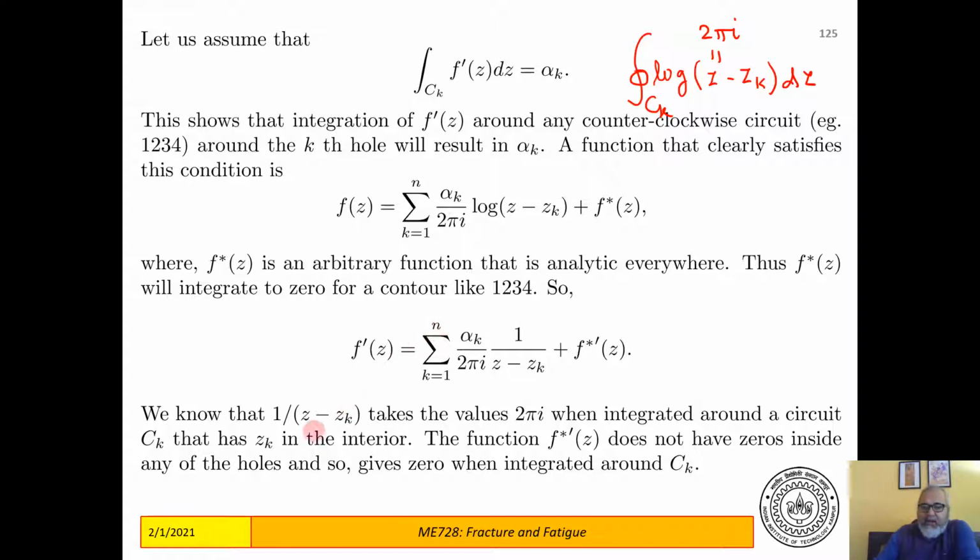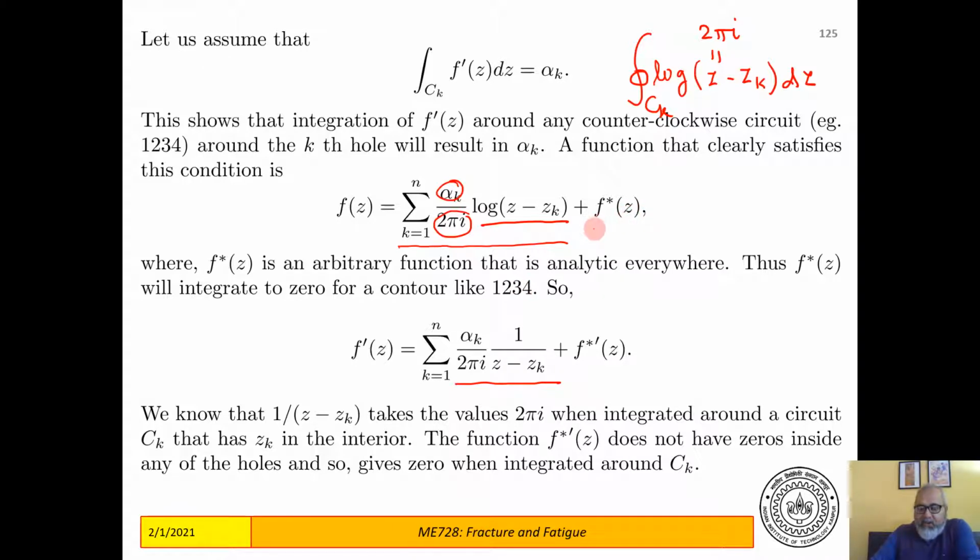So if I take alpha k divided by 2 pi I times log z minus zk over ck, then I am sure that when I integrate this, I'll get 2 pi I, 2 pi I cancels, and the result will be alpha k. So this is a possible choice for f z, which means that this is a possible choice for f prime z. So f prime z will be 1 by z minus zk times alpha k over 2 pi I.